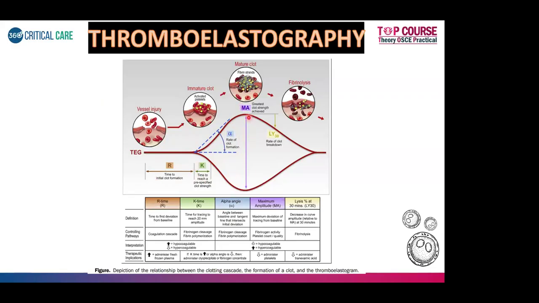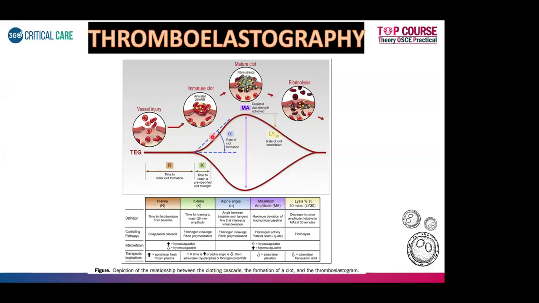Maximum amplitude is the maximum deviation from the baseline, and this usually represents the amount of platelets present. This has to be taken into consideration with the alpha angle also. So now we are commenting about maximum amplitude. First look at the alpha angle and then talk about maximum amplitude.